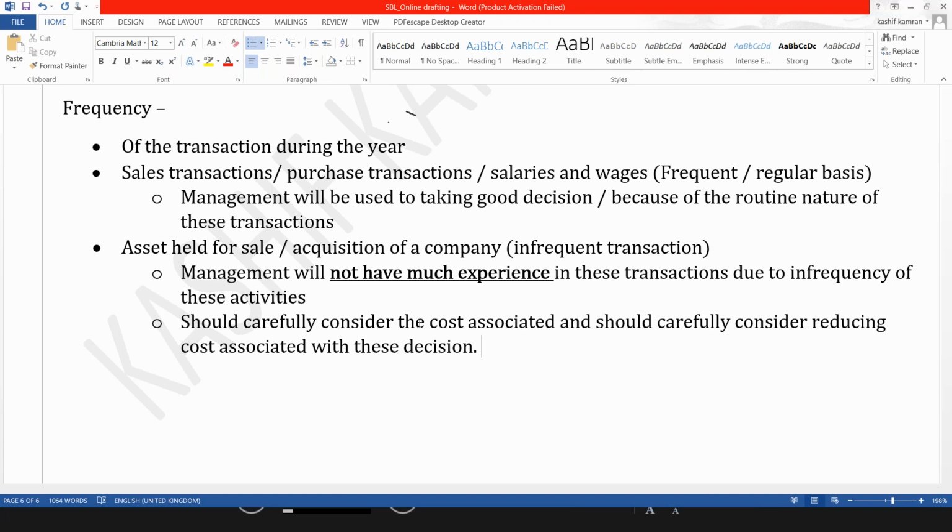So the first point was transaction cost. The second point was market or internalizing. The third point is frequency, right? And this is where I'm stopping.